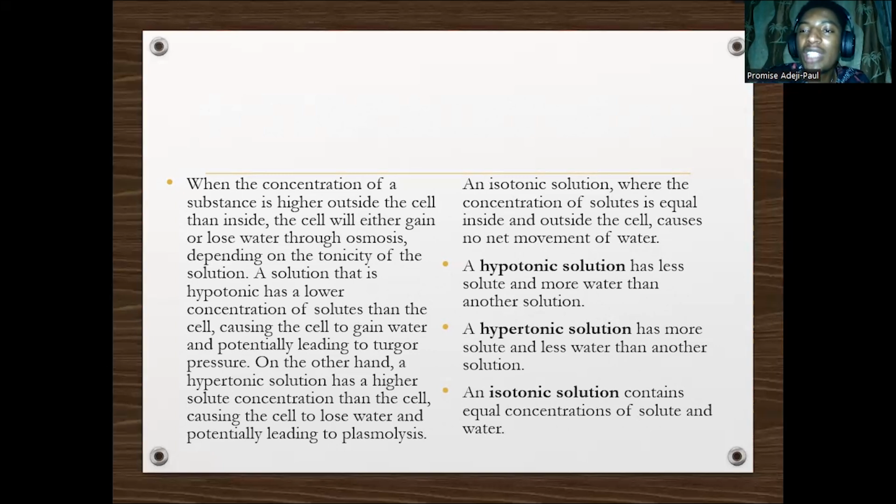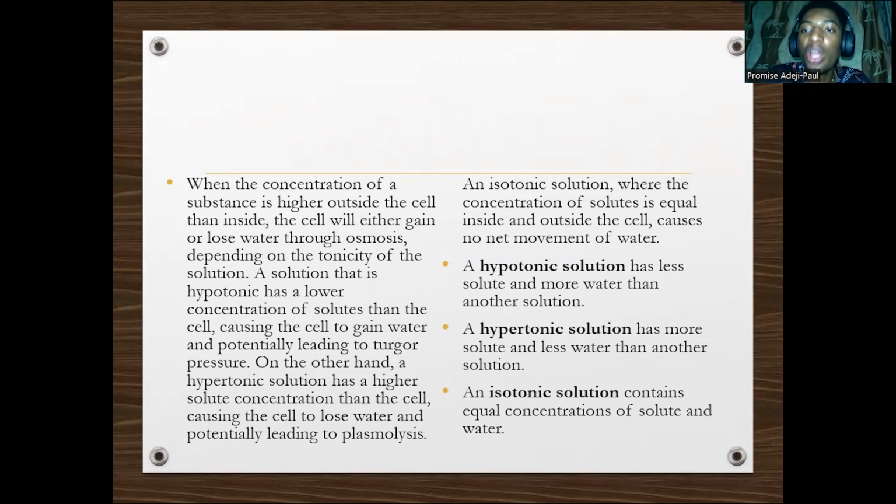Water will move from where it is high to where it is low. So if there are more solutes inside the cell, that means less water inside the cell. And if there is less water inside the cell, that means there is more water outside the cell. And this water will move from higher to lower. So it will move from outside the cell into the cell and lead to turgor pressure.